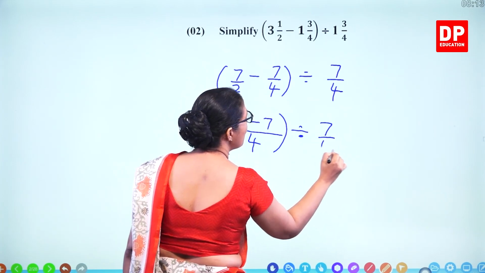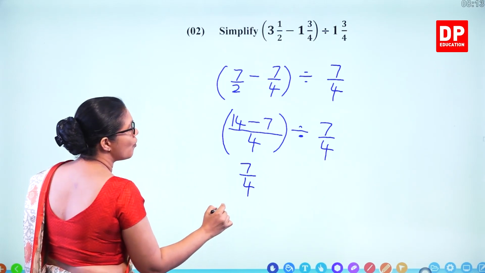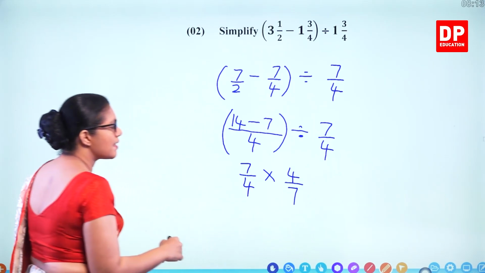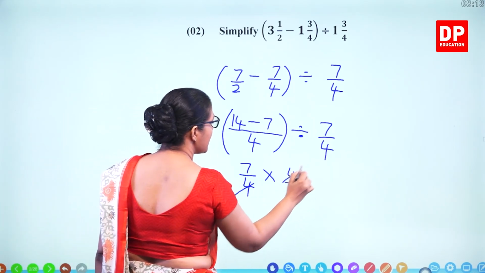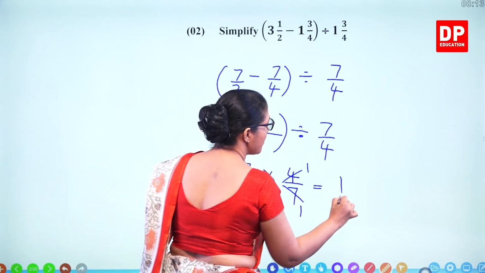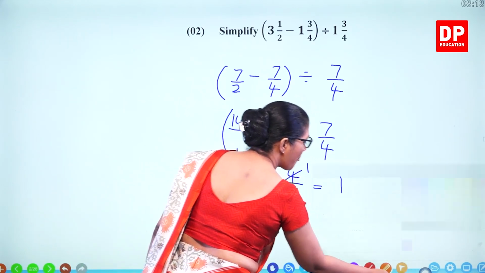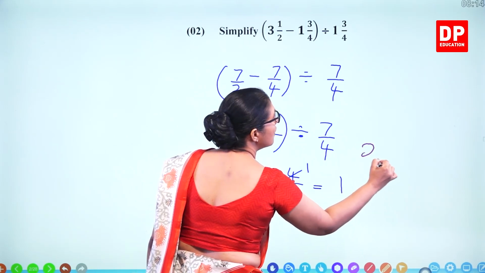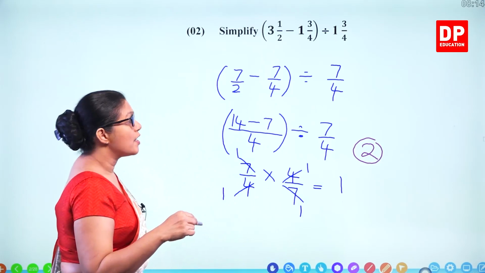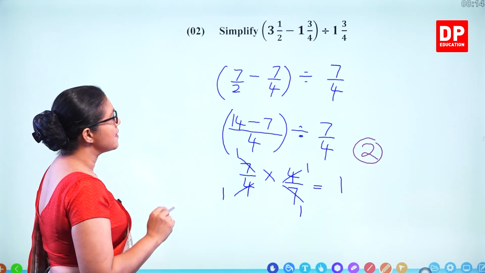Divided by 7 over 4. 14 minus 7 is 7. 7 over 4, multiplied by the reciprocal of that, 4 over 7. So 4 gets cancelled out, 7 gets cancelled out. You get 1 as the answer. So 2 marks for that. So first make sure that you convert to improper fractions when you have mixed numbers.